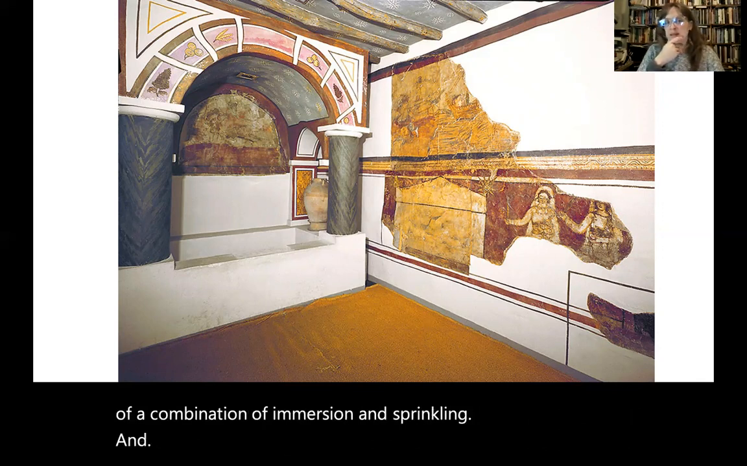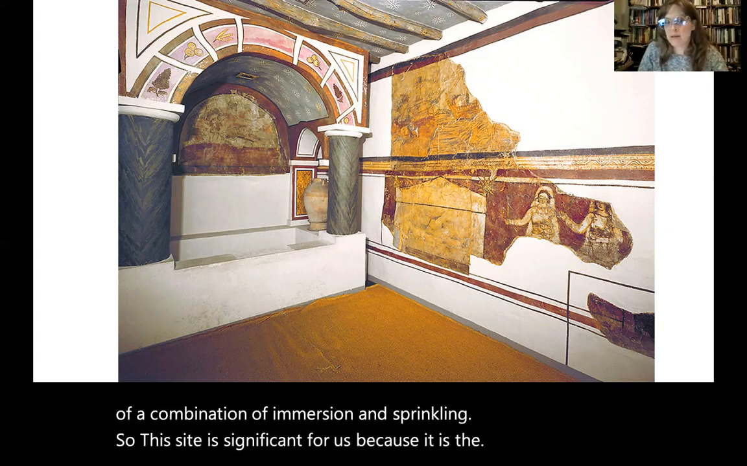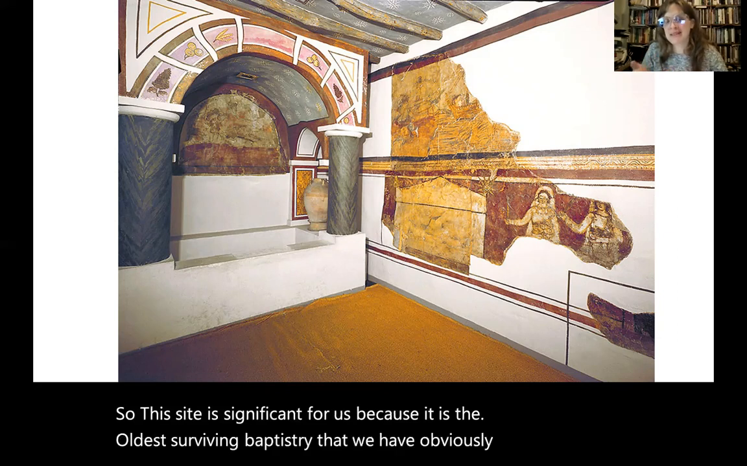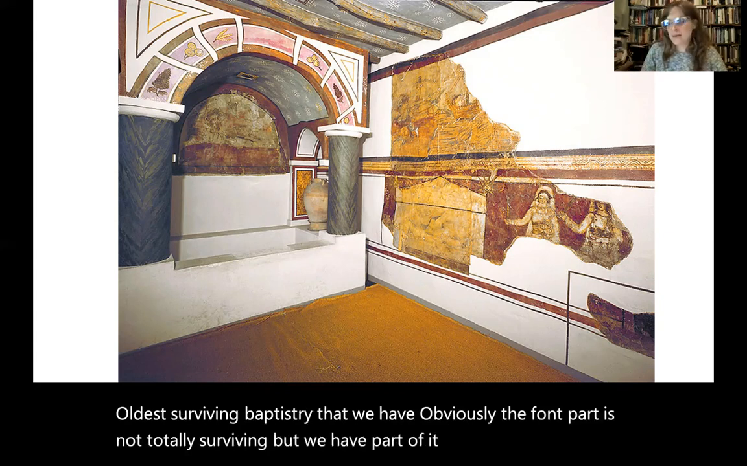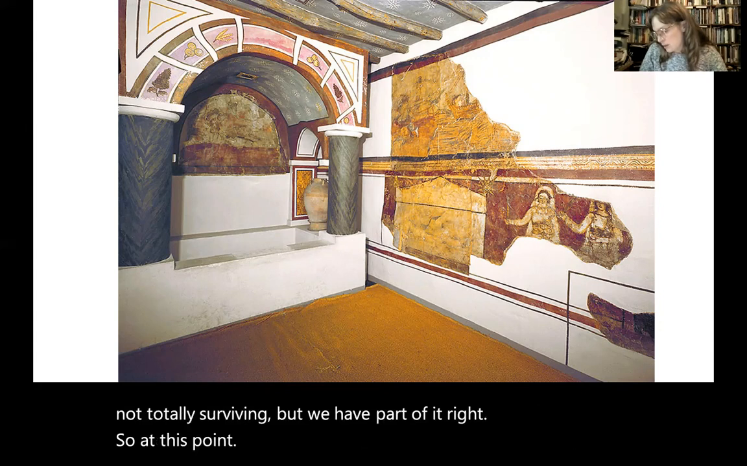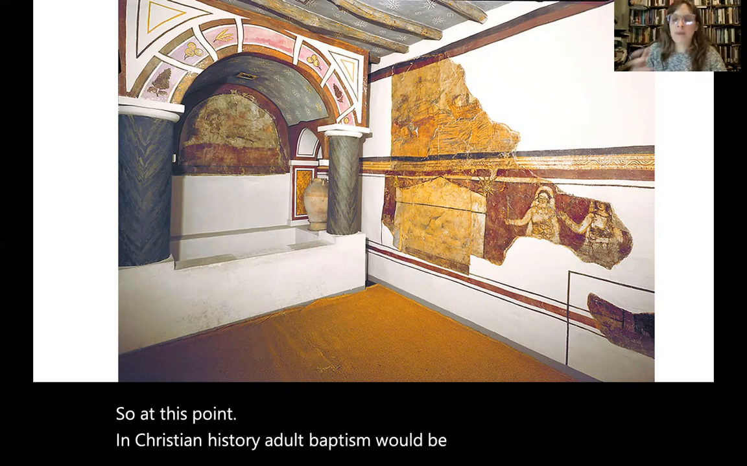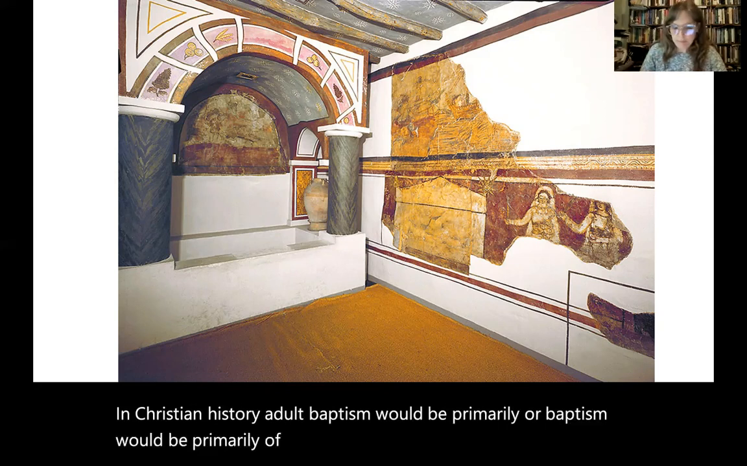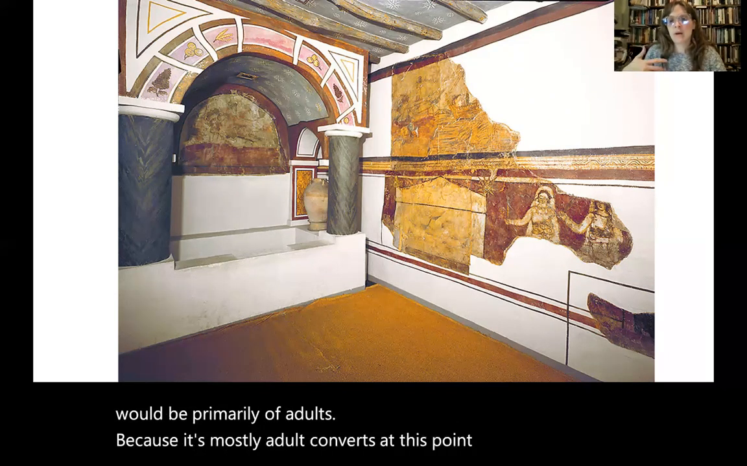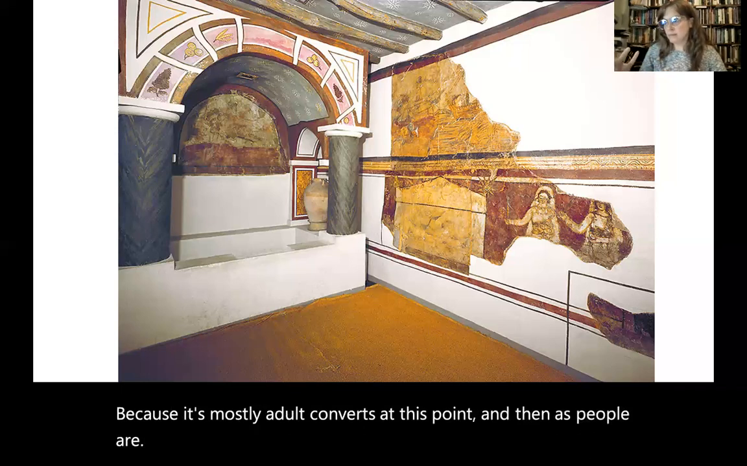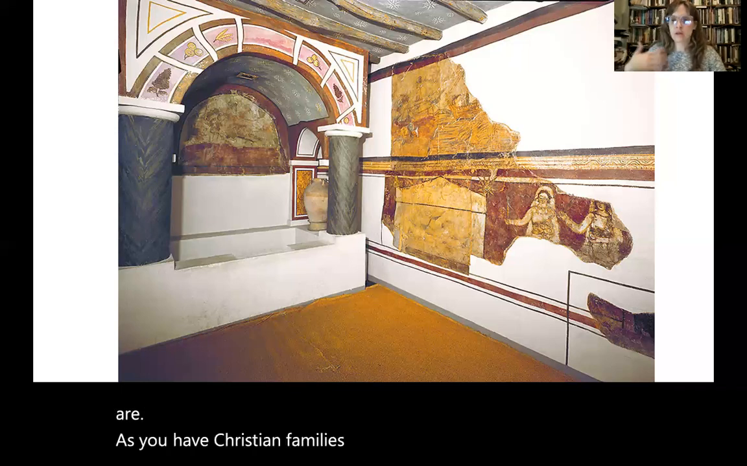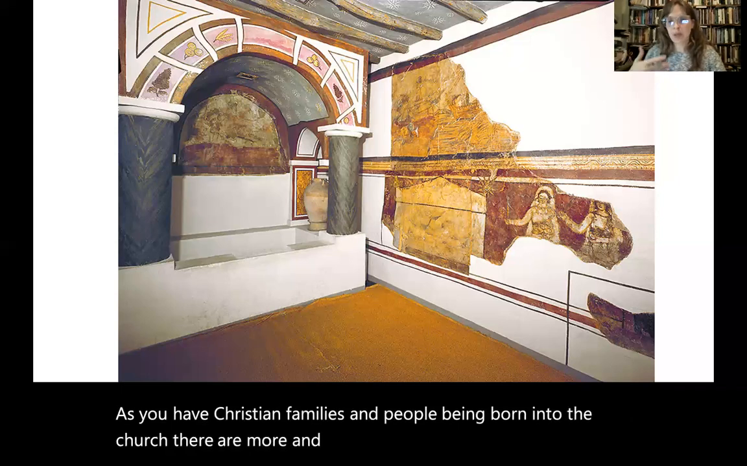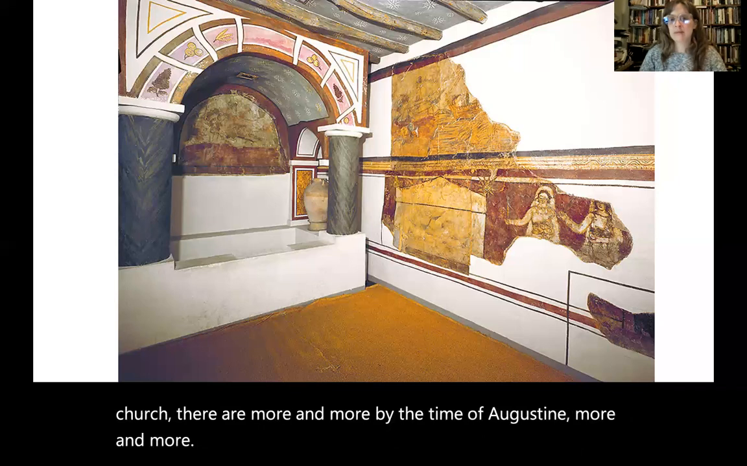So this site is significant for us because it is the oldest surviving baptistry that we have. Obviously, the font part is not totally surviving, but we have part of it. At this point in Christian history, baptism would be primarily of adults, because it's mostly adult converts at this point. And then as you have Christian families and people being born into the church, by the time of Augustine there are more and more infant baptisms and child baptisms.